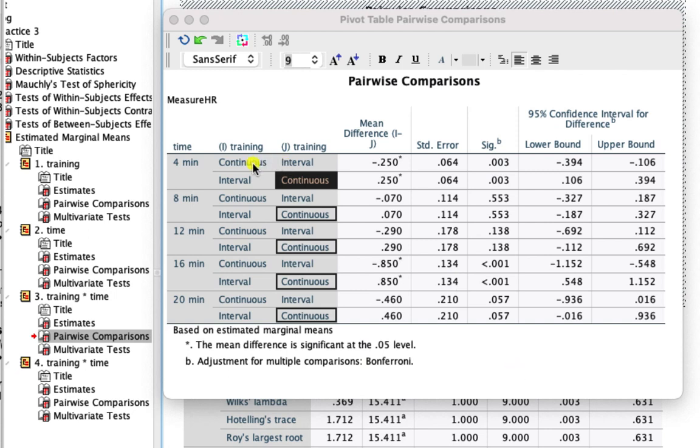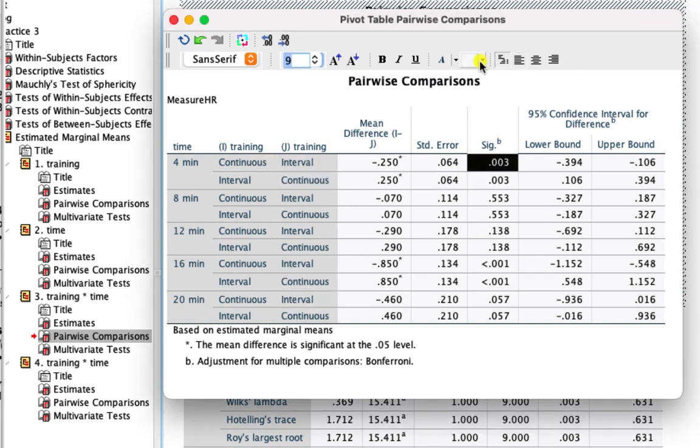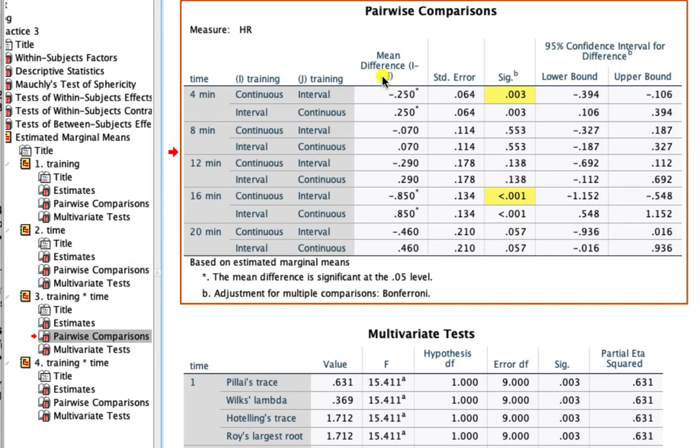Really, all we're looking at is the difference between continuous and interval training. So for each of our levels of time, we're only going to highlight maybe one pair because the other one is redundant with itself. So we do have a significant difference between continuous and interval training at 4 minutes. We have a significant difference between continuous and interval training at 16 minutes. And that looks about it, right? 0.553, 0.138, and 0.057 are all greater than 0.05, so they are considered non-significant.